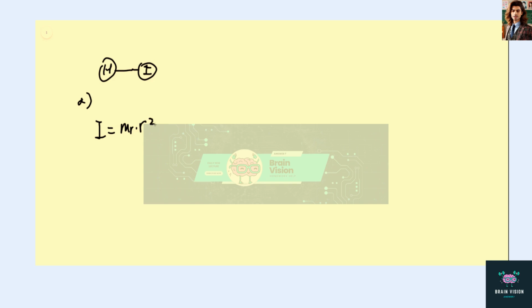In order to find the moment of inertia, it is given by reduced mass times r squared. So we have to first calculate the reduced mass of this molecule. So the reduced mass, mr, equals mass of hydrogen times mass of iodide divided by mass of hydrogen plus mass of iodide.